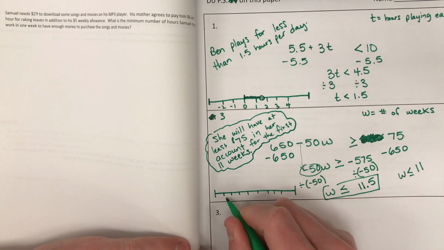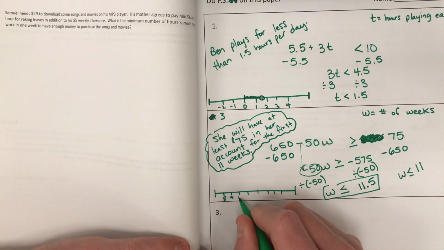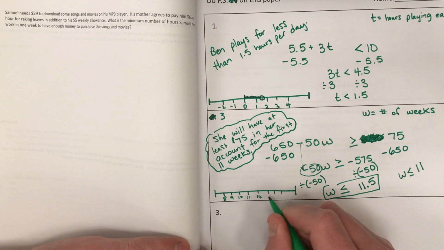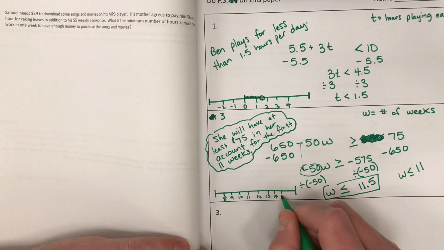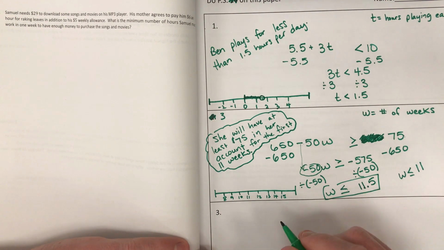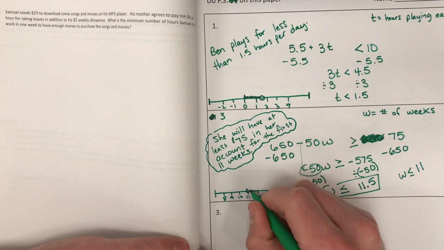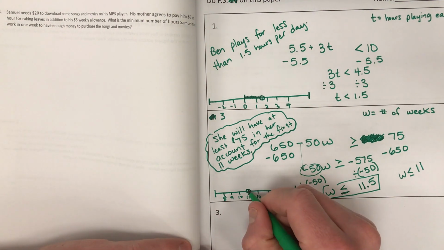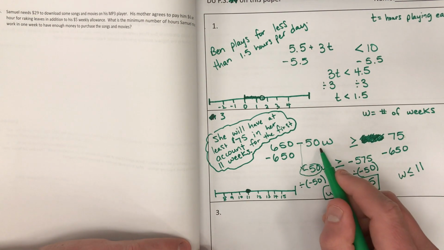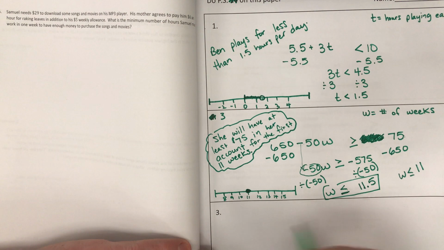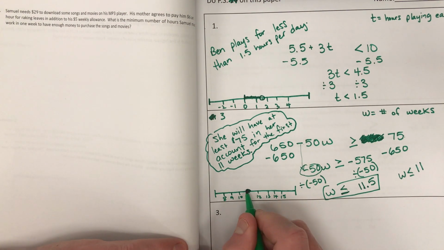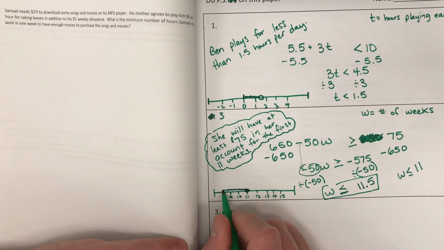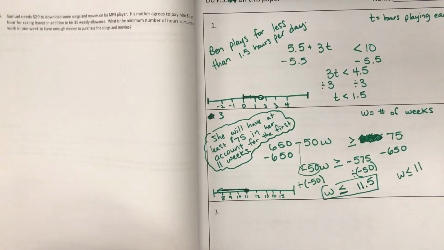So how about we start at 8, 9, 10, 11, 12, 13, 14, 15, and then I'll put a circle on 11. And this time I'm going to close the circle. I'm going to fill it in because I've got the equal bar, and 11 weeks is a solution. If I put 11 into my inequality, it would still be greater than or equal to 75. And then I'll shade in this direction.